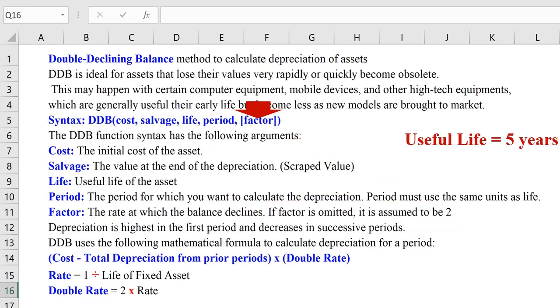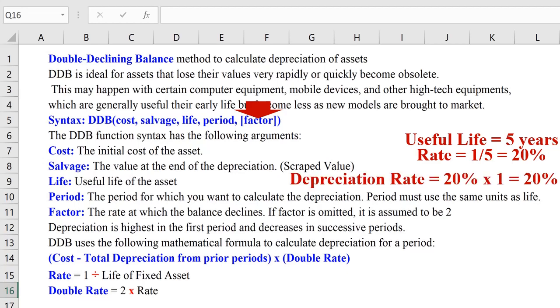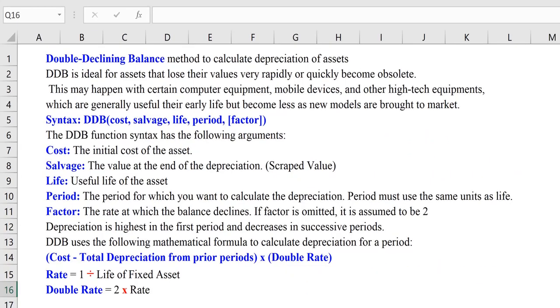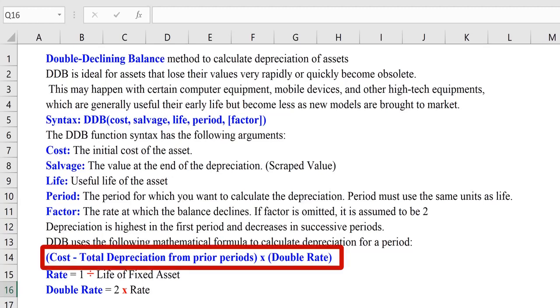Let's suppose an asset has a useful life of 5 years. Then the rate should be 1 divided by 5 equal to 20%. If we want to use factor as 1, that means we want depreciation at the rate of 20%. If factor is used as 2, it means we want depreciation to be double of 20, equal to 40%. And if we mention factor as 3, the depreciation rate should be 3 times the rate, equal to 60%.